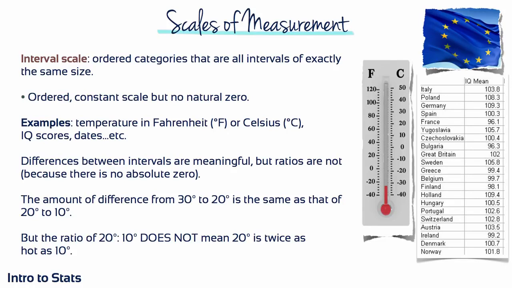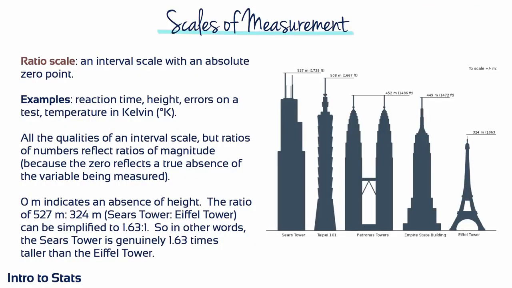But a temperature of 0 degrees Fahrenheit does not mean that there's no temperature, and it does not prohibit the temperature from going even lower. The value 0 is assigned to a particular location on the scale simply as a matter of convenience or reference. Because of this, the ratios between 2 points on an interval scale are meaningless.